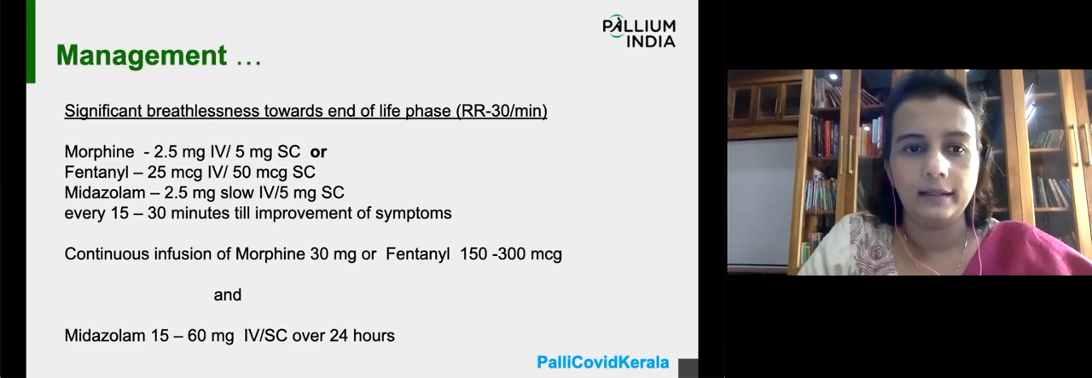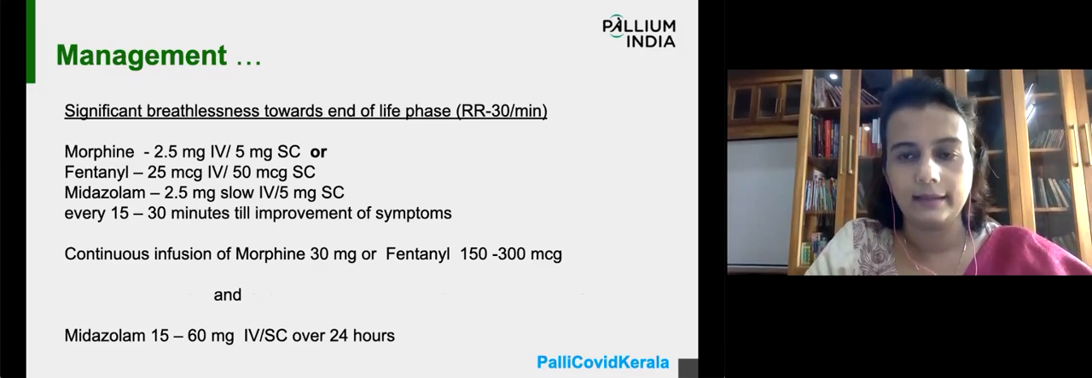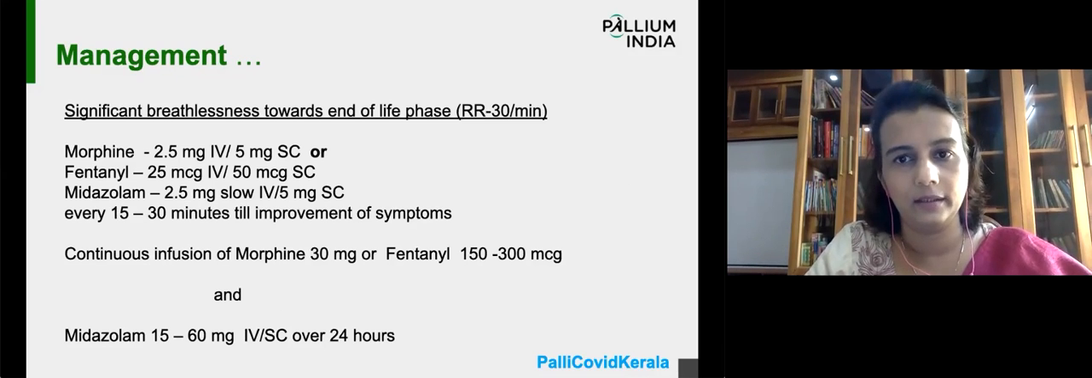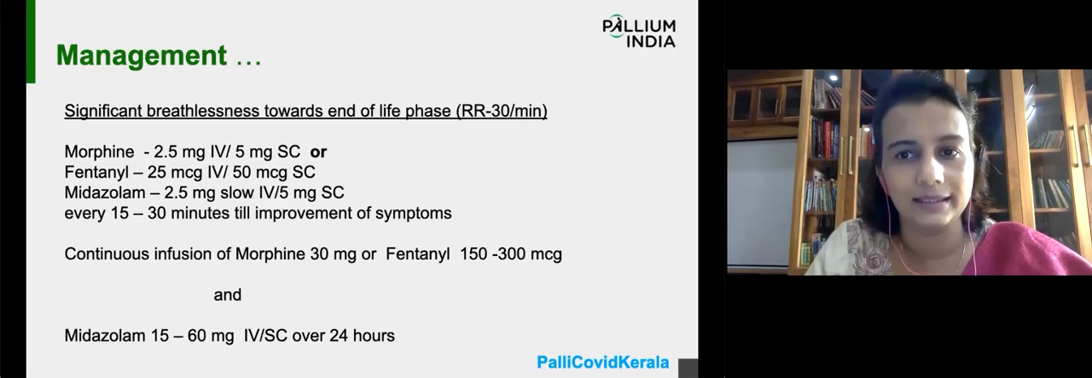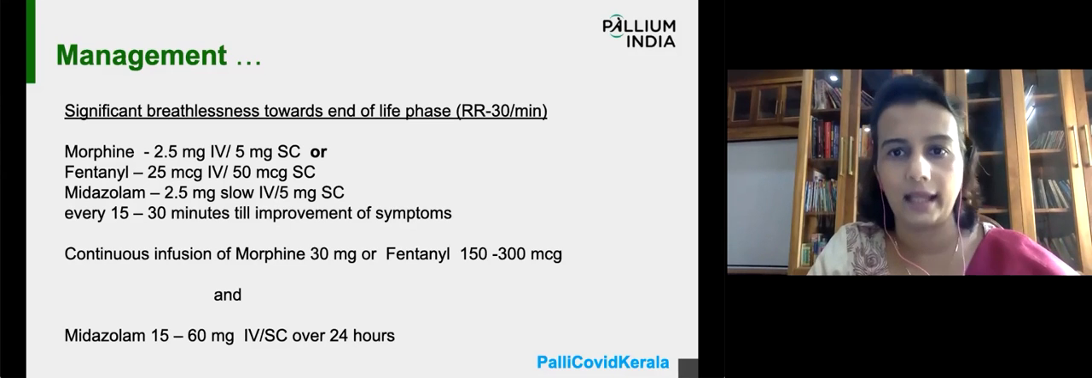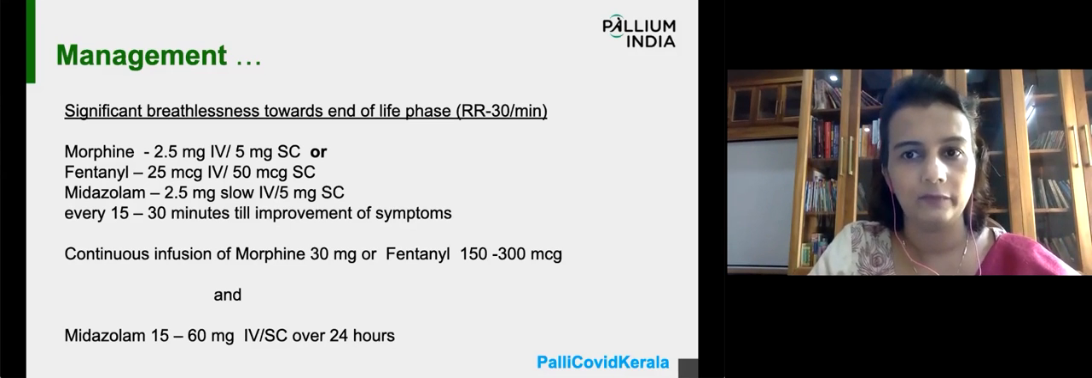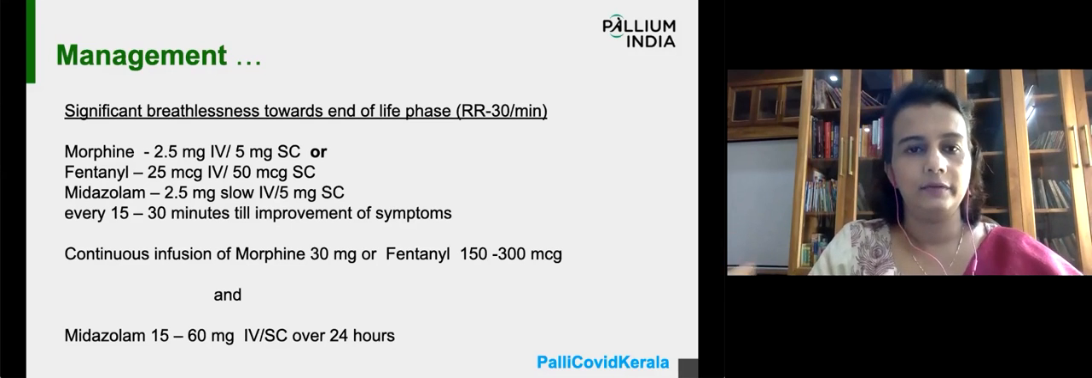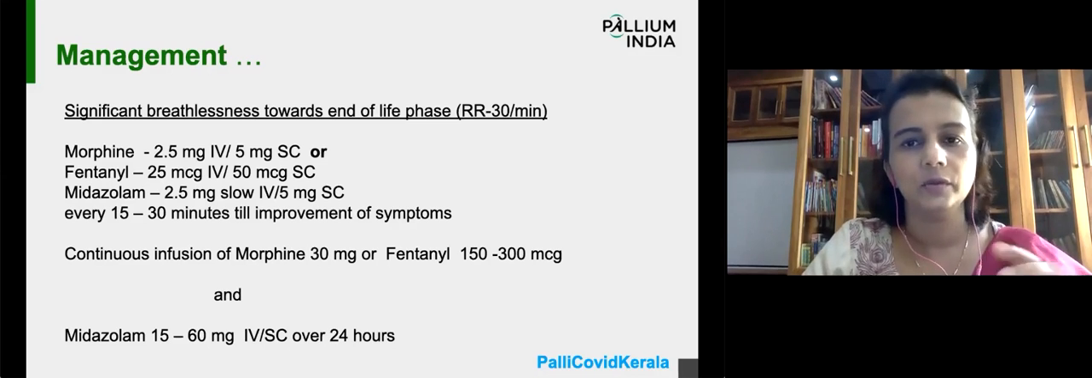Now, in our algorithm, we have gone to another category of patients with severe breathlessness, with a respiratory rate of more than 30 per minute. This is when the patient reaches a stage of high breathlessness, at end of life, when they're clearly dying, very, very breathless, and the rate is more than 30. We've denoted them as significant breathlessness. So the dosage is different here.